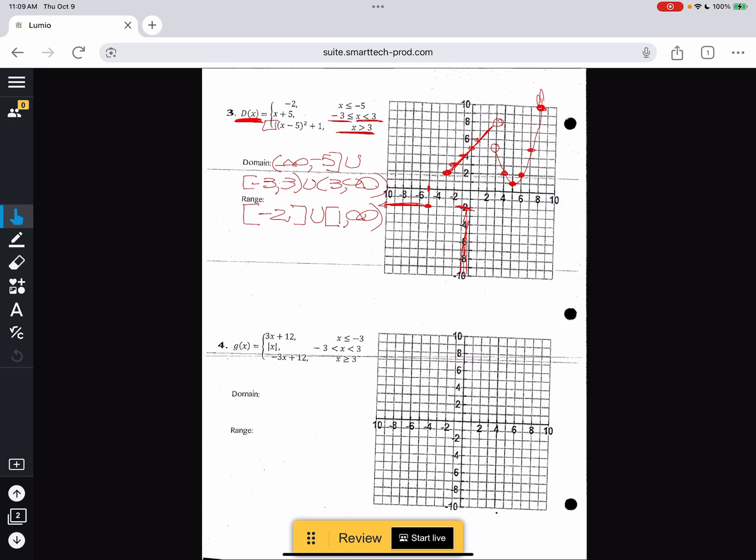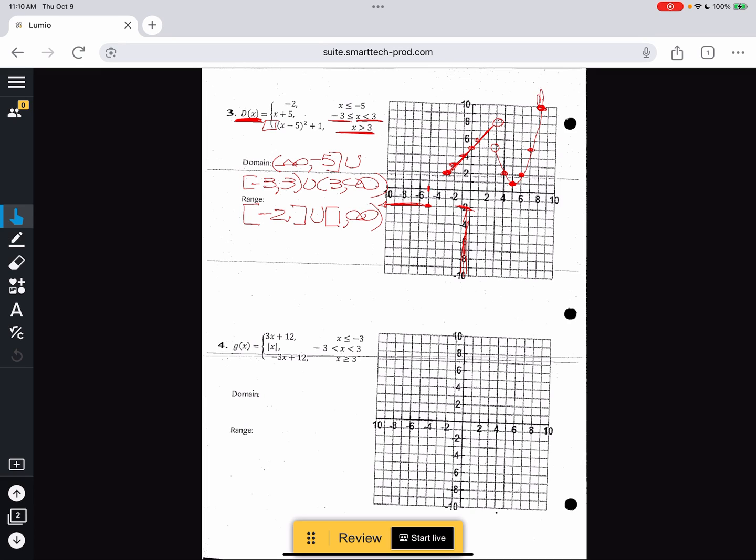Our quiz is on evaluating. So I need to know how to do piecewise. Domain and range for piecewise. Is that right? Yep. So for the domain and range, that would be negative infinity. That last part will be on the quiz? Yeah. Domain and range. And then just these. Yes.